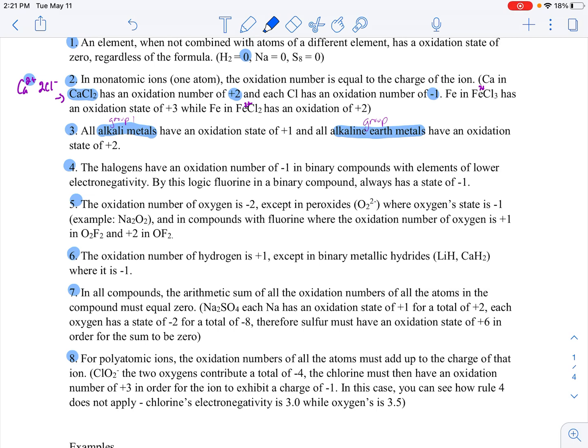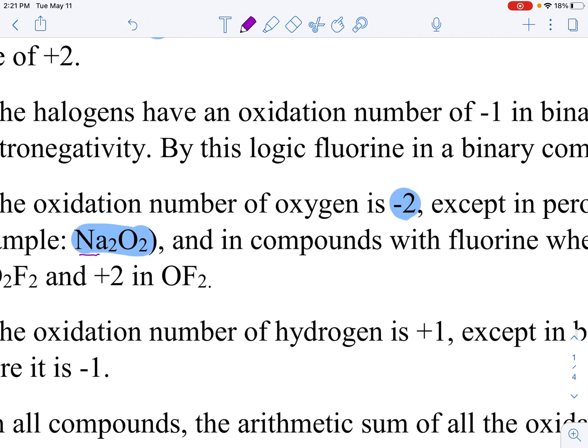By this logic, fluorine in a binary compound always has a state of -1 because it is the most electronegative. The oxidation number of oxygen is -2, except in peroxides, and a peroxide is a polyatomic ion, there it is, where the oxygen state is -1. An example of that would be this peroxide right here. An easy way to identify a peroxide is when you have a metal and a nonmetal, the nonmetal being oxygen.